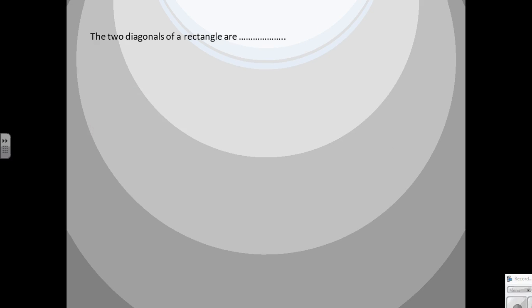Now, complete. The two diagonals of a rectangle are... Excellent. Are equal in length.